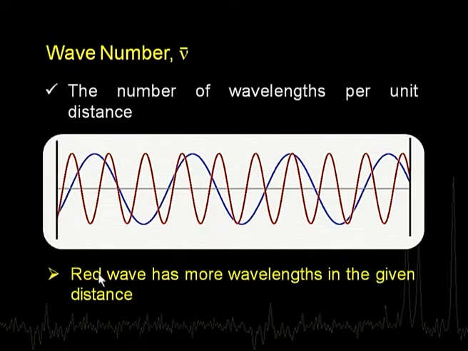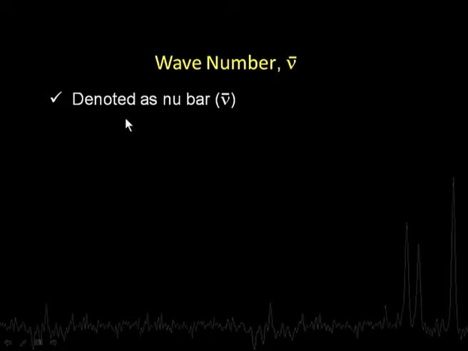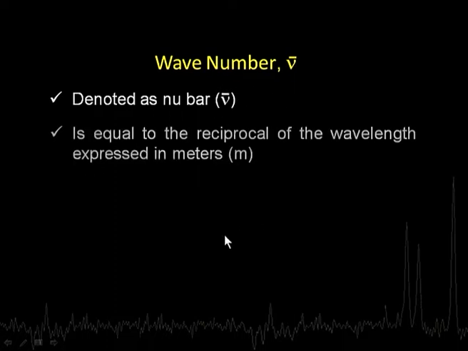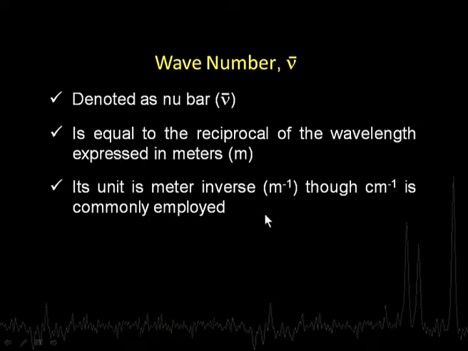So, we see that the red wave has got more wavelengths in the given distance. So, we say that the wave number of this red wave is more as compared to that of the blue wave. Now, this wave number, as I just said, is denoted by nu bar. Nu is the symbol for frequency, so if we take a bar on that, that becomes our wave number, and actually it is the reciprocal of the wavelength expressed in meters. That is how we visualize wave number. You see what the wavelength in meters is, take the inverse of that, and that becomes my wave number. The unit happens to be obviously meter inverse, because it is the reverse of the meter.